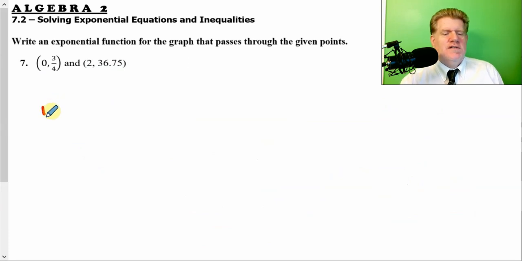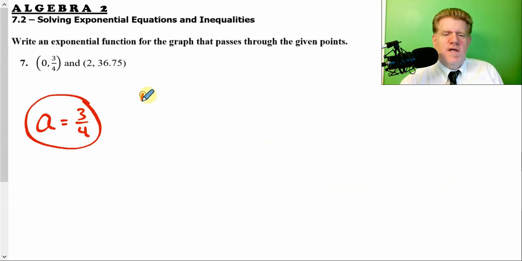Oh my goodness. Why am I even putting that? I've got it already. I know that A is 3/4. That's nice. I didn't circle it well, though. Let me try that again. Shouldn't circle something and cut it off. There we go. So now I know so far my equation is y equals 3/4 times b to the x.